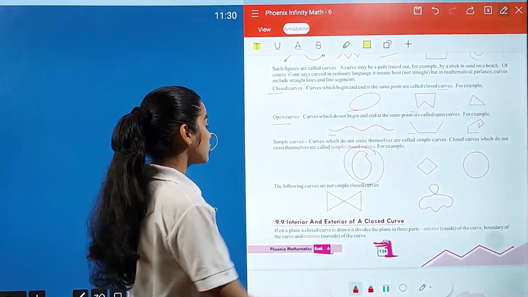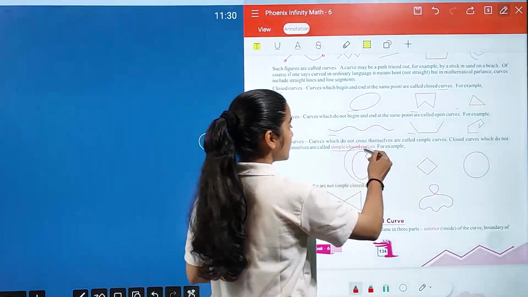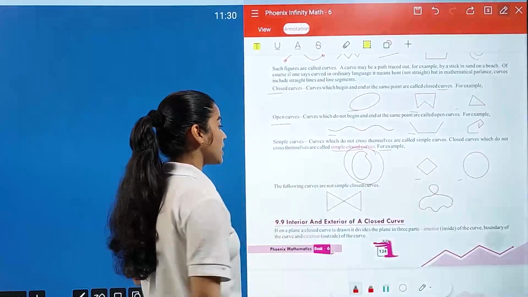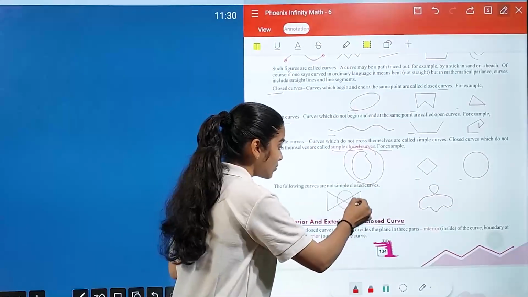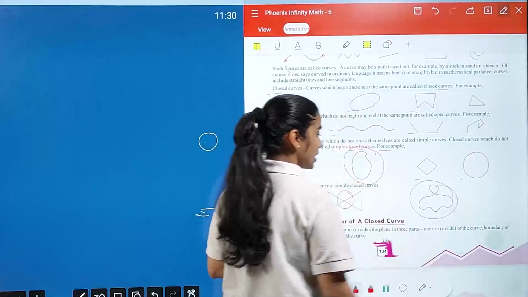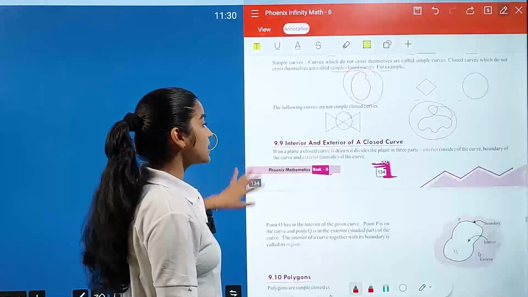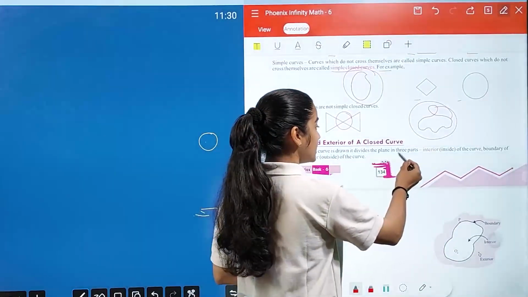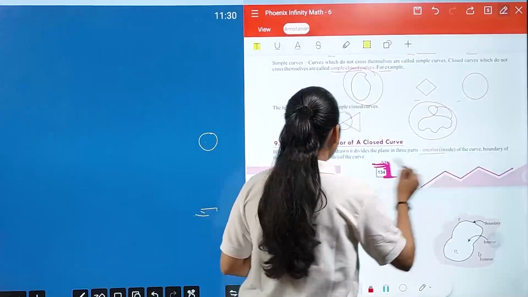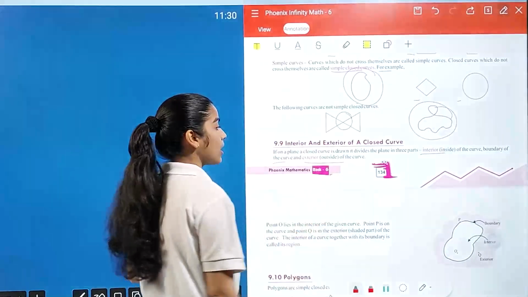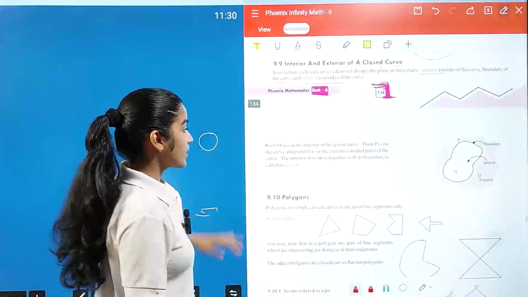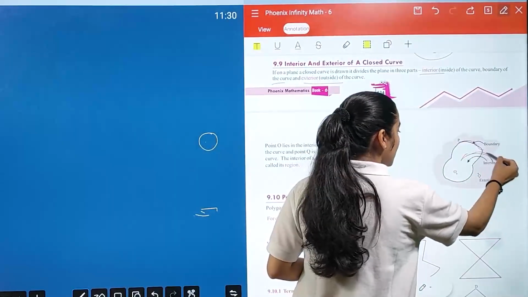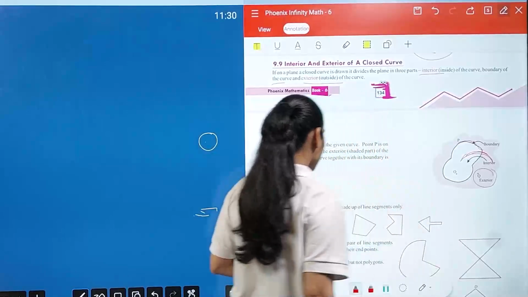Closed figures which do not cross themselves are called simple closed figures. For example, these are the examples of your simple closed figures. The following curves are not simple because they are crossing themselves, right? So these are not simple curves. Now interior and exterior of a closed figure. So if on a plane a closed curve is drawn, it divides the plane into three parts: interior of the curve, boundary of the curve and exterior, outside of the curve. So here this is the boundary of the curve, this portion is inside of the curve and this point Q is exterior of the curve.